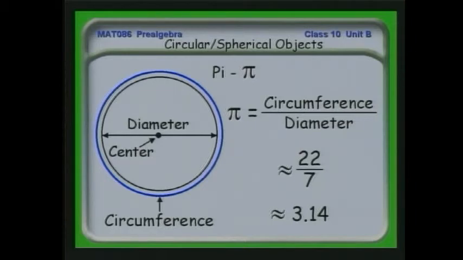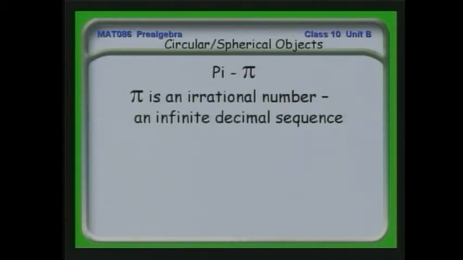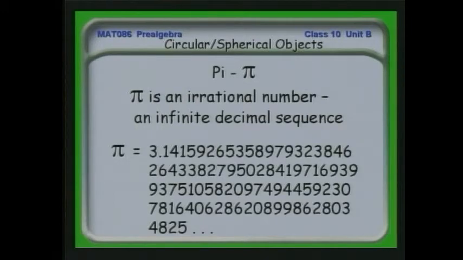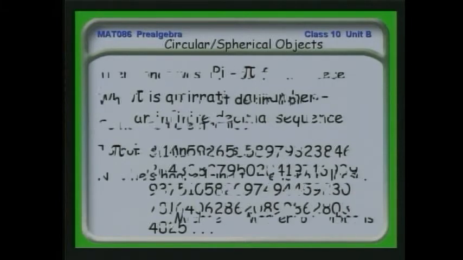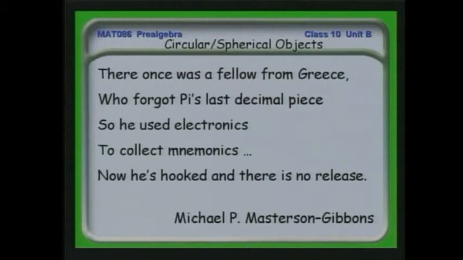In fact, something interesting happens. That isn't exactly 3.14. Pi goes on in an infinite decimal sequence. I've seen pi rendered to 1,000,000 decimal places. And there are actually mnemonics for remembering the decimal places of pi. In fact, there are even poems about it.